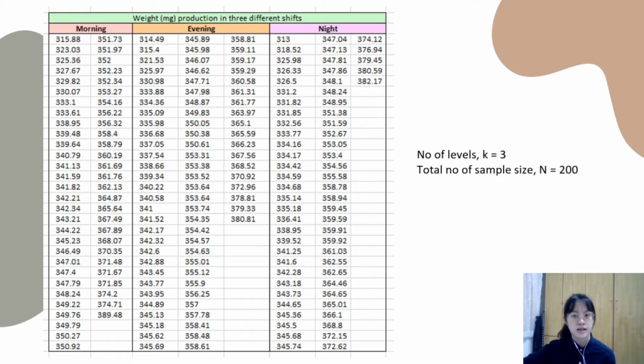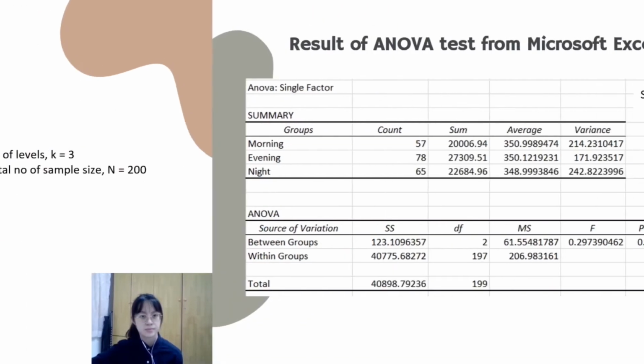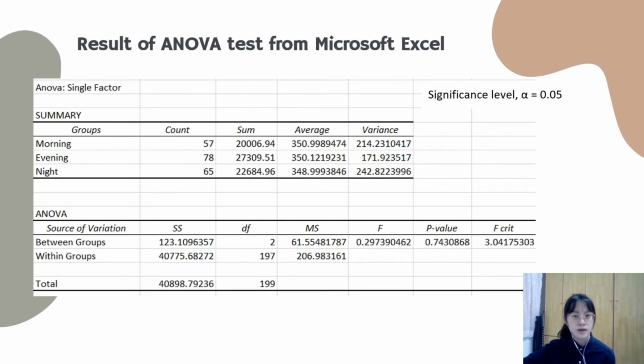So we can know that the number of groups K is equal to 3 and the total sample size capital N is equal to 200. Microsoft Excel is used to calculate the parameters needed, such as the sample size for each shift, total sample size, sum of squares, degrees of freedom, mean square, and so on. So the results are as shown in the figure.